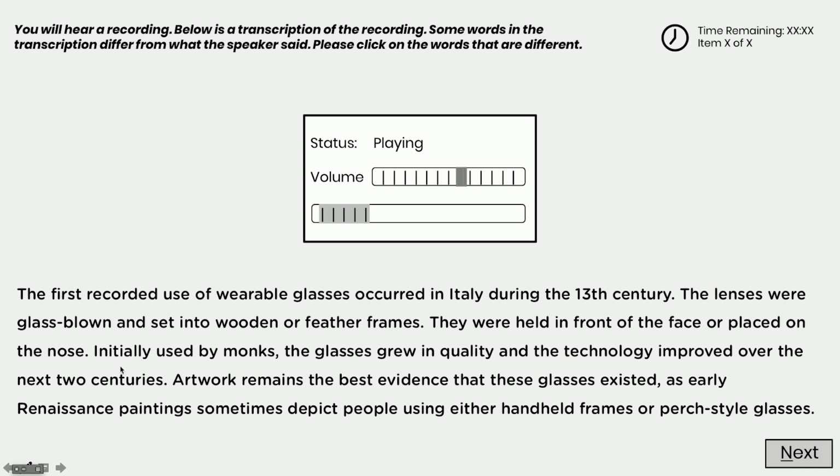On test day, when you see this task, you need to get your cursor and put it right at the front of the first word here, because as the recording starts to play, you'll move your mouse along and you need to click on the words that differ from what the speaker said. Okay, this is also the other task that has negative marking. So you can't just click all the words. And if you click one accidentally, you can unclick it.